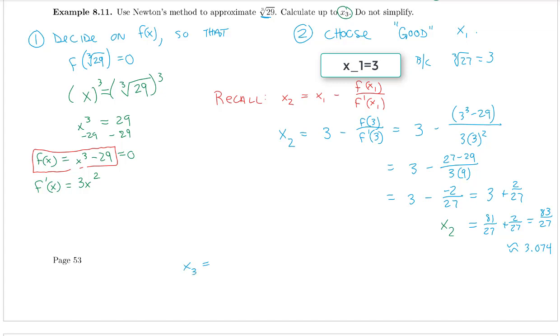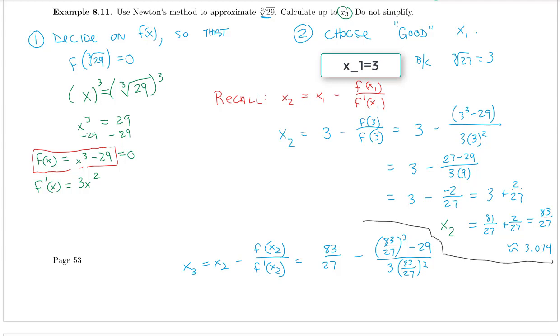So we have x3 is equal to x2 minus f of x2 divided by f prime of x2, which is equal to 83 over 27 minus 83 over 27 cubed minus 29 divided by 3 times 83 over 27 squared. All right, let's go and separate these with a little bit of a line there. And this is actually the final answer that you would be able to use to put into WebWork to calculate x3. I'm not going to use this answer though to finish our explanation for this problem. Instead, I'm going to use a numerical approximation, and I am going to plug this into a graphing calculator to see how we could do that.